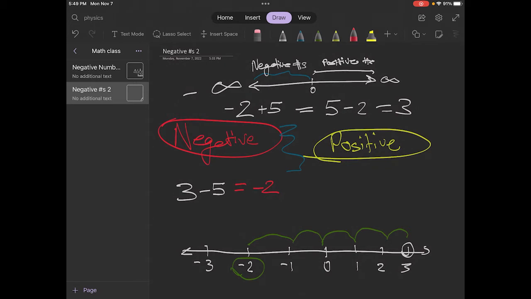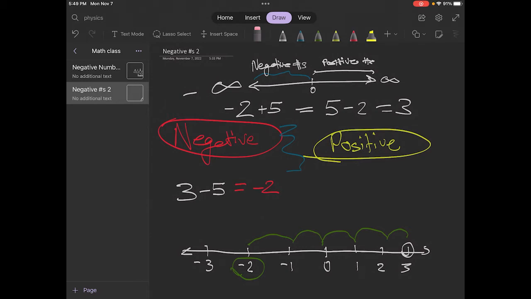And this makes sense if you think about it, because it's basically the distance between these numbers. The distance between 3 and -2 is 5, because it's 5 hops each way. So it makes sense. 3 minus 5 is -2.